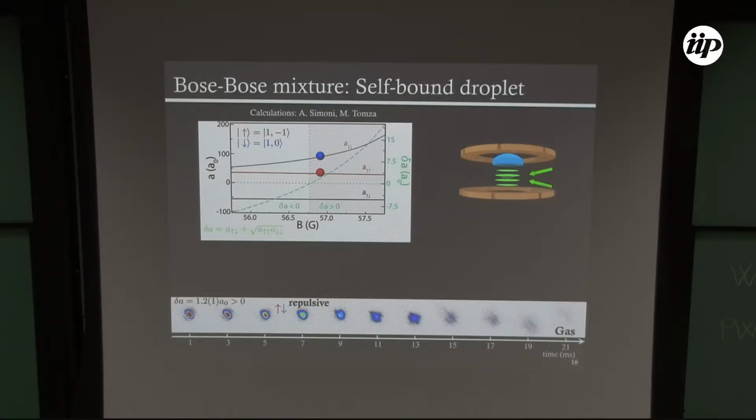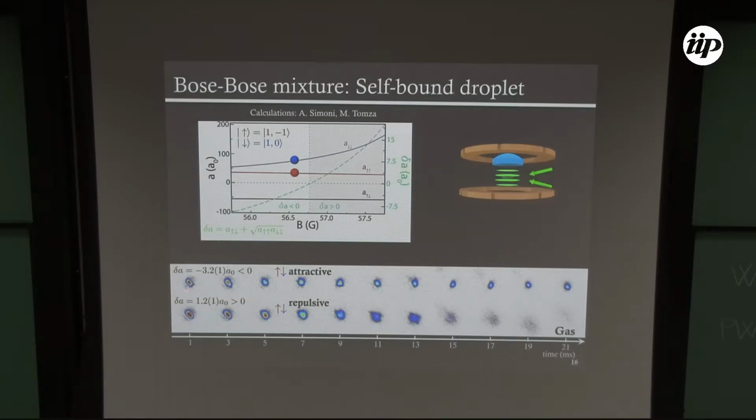But then here is where the magic appears, and we were really happy in the lab. It's because in the delta A negative regime, at least in mean field theories, we should expect that our mixture should just collapse, as I presented in the slide before. What we observe is the formation of a self-bound state that can propagate for tens of milliseconds. And this is what we call the liquid.